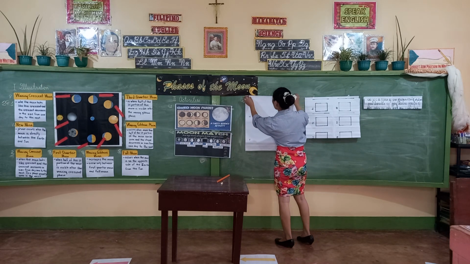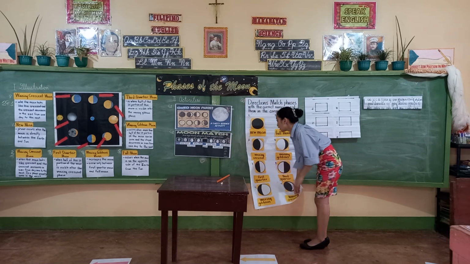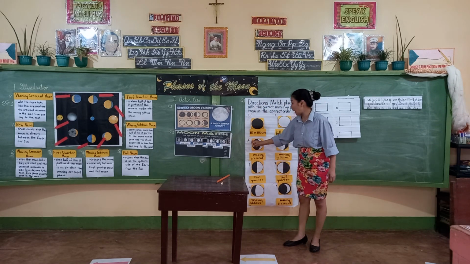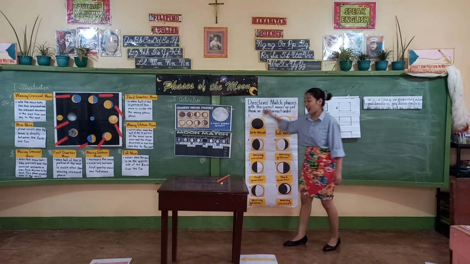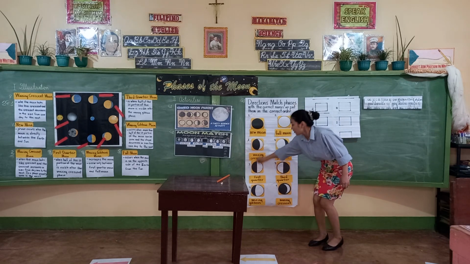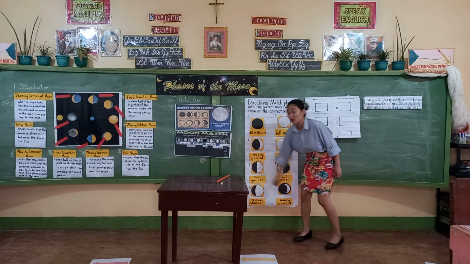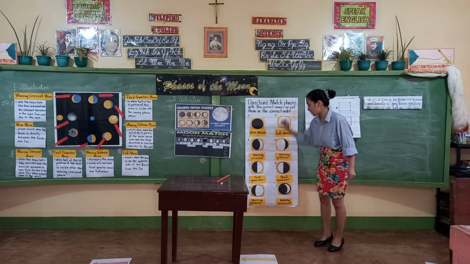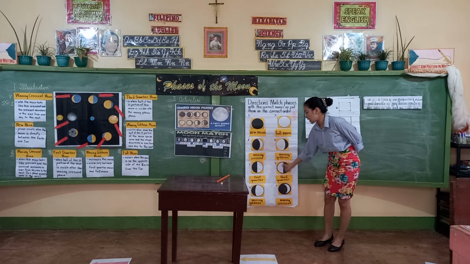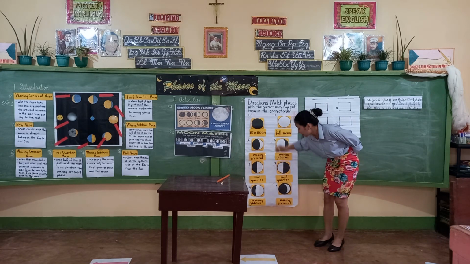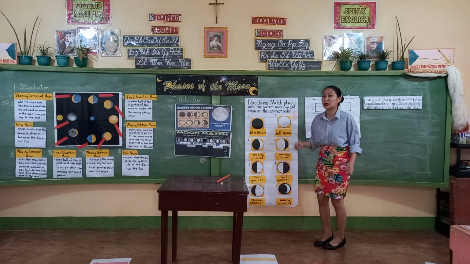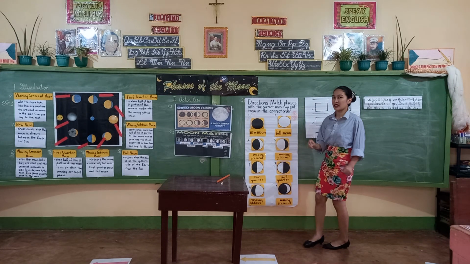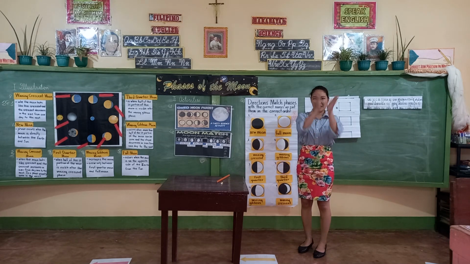Okay, now let's have the third group's activity. Let's check their work. Is this correct? Very good. How about this one? That's right. How about this? Very good. Number 4. That's right. Number 5. Is this correct? Very good. How about this one? That's right. Number 7. And number 8. Very good. Group 3. You got 8/8. Let's give them a round of applause.